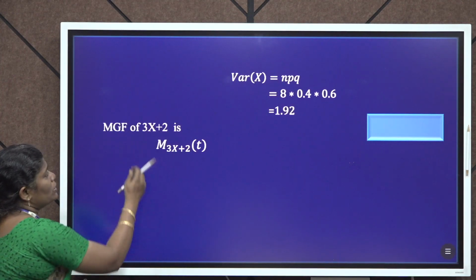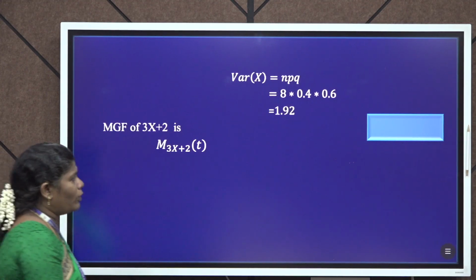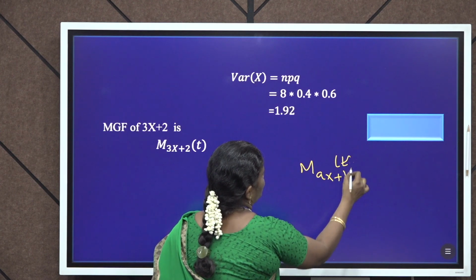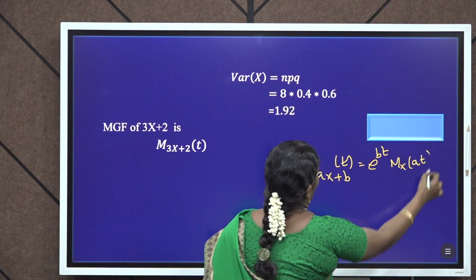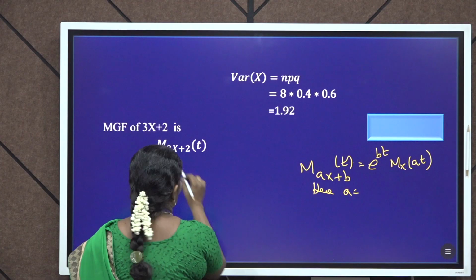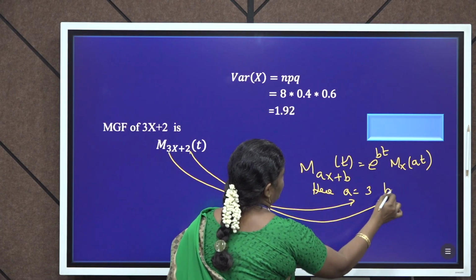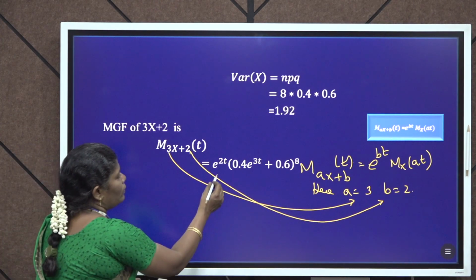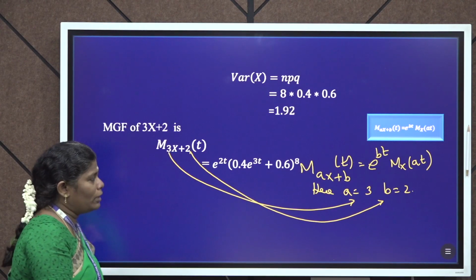Next, the third one, M of 3X plus 2 is M_(3X+2)(t). We are using the formula M_(aX+b)(t), this is equal to e^(bt) into M_X(at). Here a equal to 3 and b equal to 2. We get the values e^(2t), (0.4e^(3t) + 0.6) whole power 8.